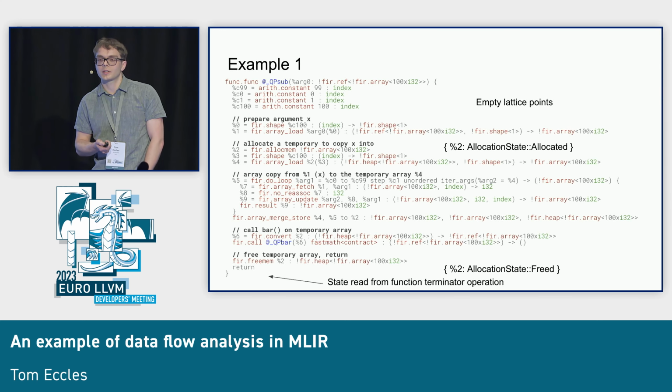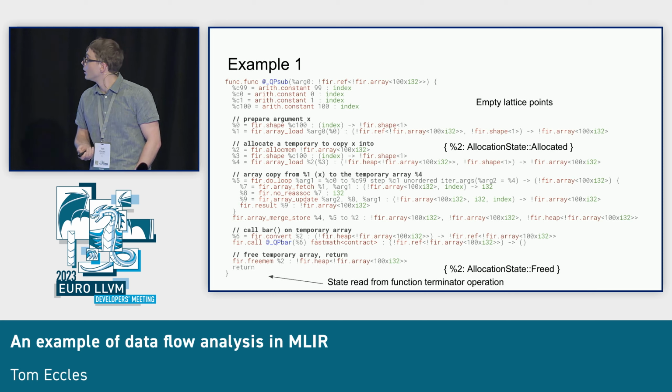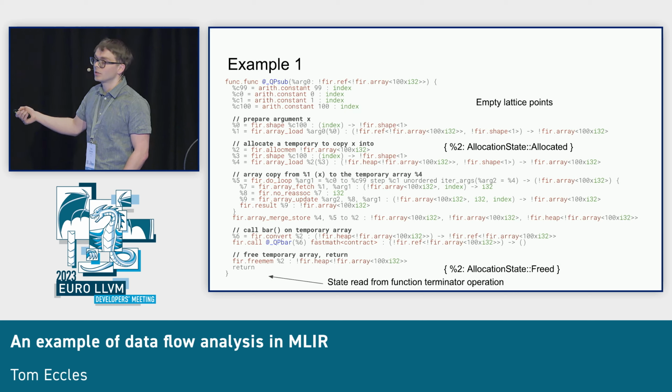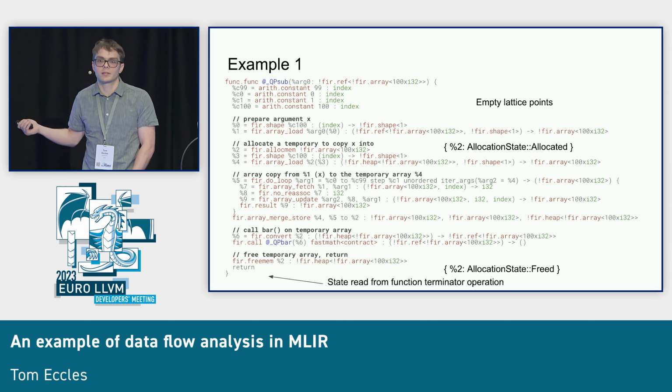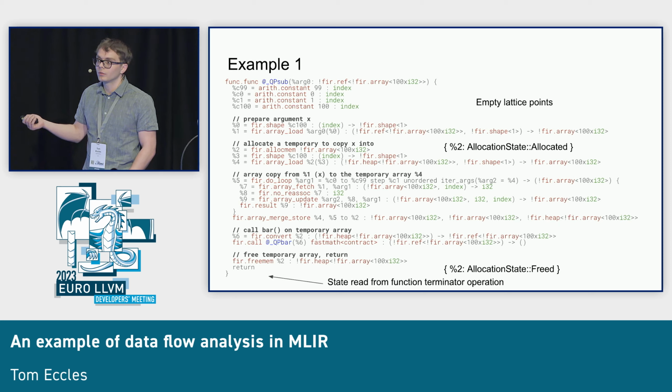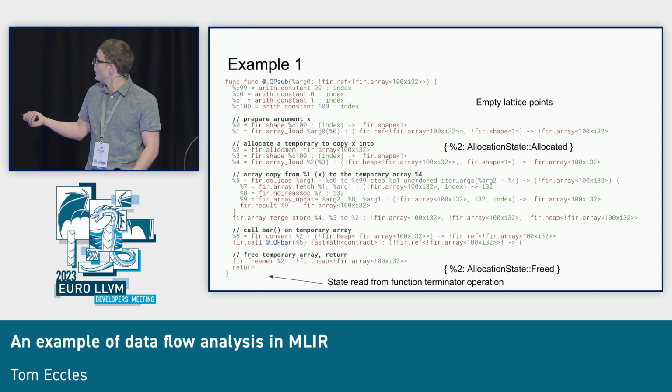So coming back to the example we saw before, I hope everyone can see that. At the start of the function, there's no temporary allocation yet, so the lattice is empty. We don't store state about SSA values that aren't heap allocations of arrays. And then we have a third LLVM operation, which allocates an array on the heap. After that, all the lattice points will say that SSA value 2 has been allocated.